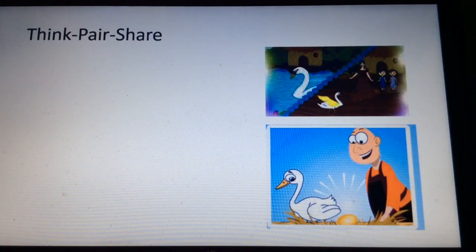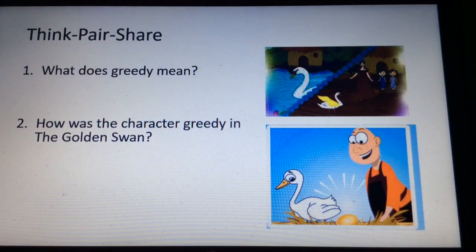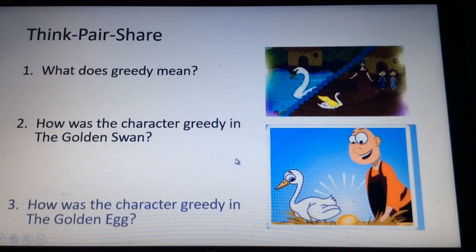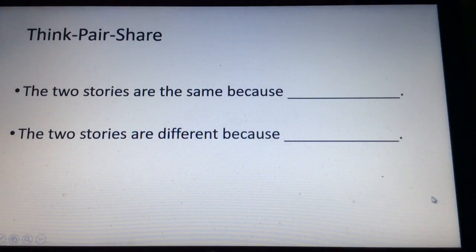Now I want you to get with your partner. Now we're going to start our think, pair, share. First, I want you to talk with your partner about what greedy means. What does it mean to be greedy? Then I want you to think about how was the character greedy in the Golden Swan? And please use the picture to help you if you forget. And then lastly, how was the character greedy in the Golden Egg? And here's a picture of that to help you. The two stories are the same because, fill in the blank with your partner. The two stories are different because, fill in the blank again with your partner.